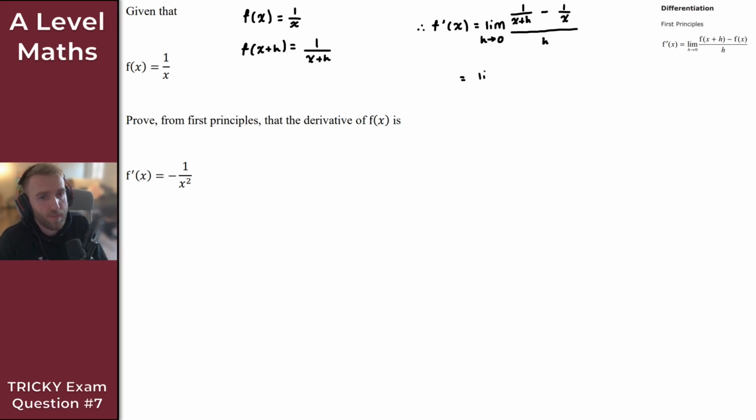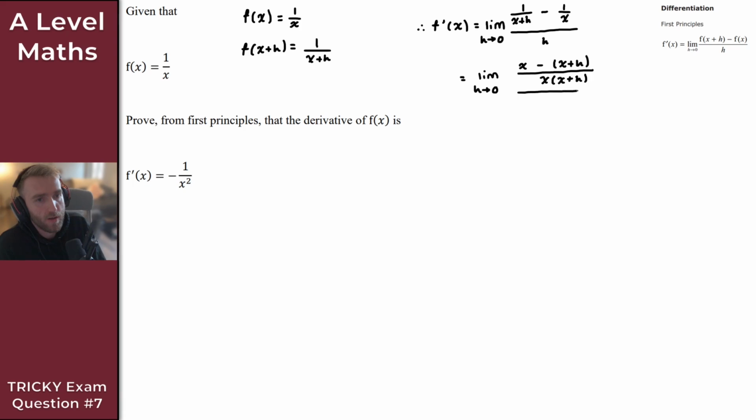So the limit as h tends to 0 of, so getting this over a common denominator here, what we're going to get is x, because I need to times this fraction by x, and I need to times this fraction here by x plus h, right? So I'm going to get x minus here, so 1 times x plus h. So I get minus x plus h. And that's all over x times x plus h, right? That there gives us our common denominator.